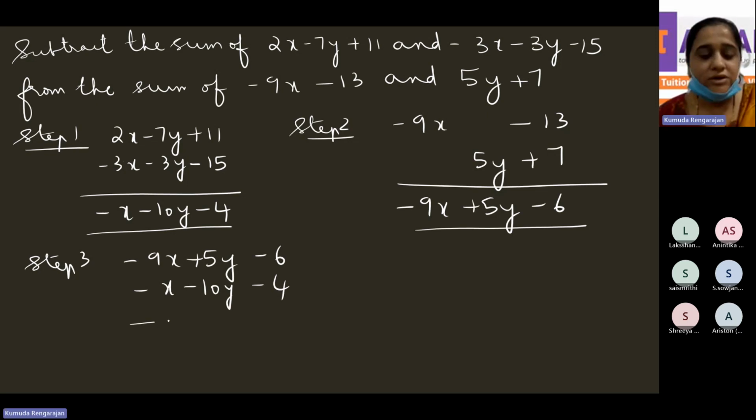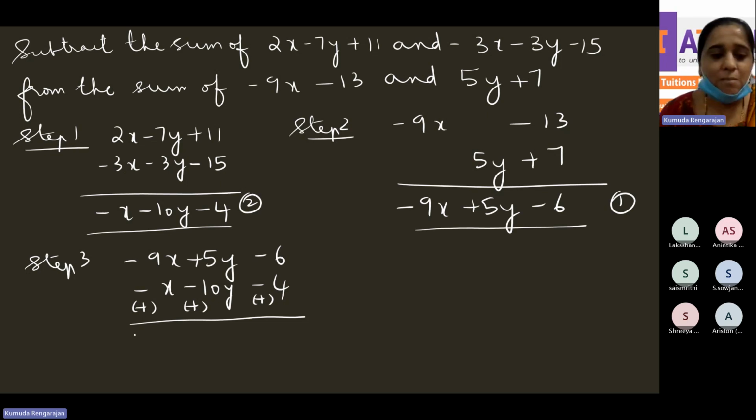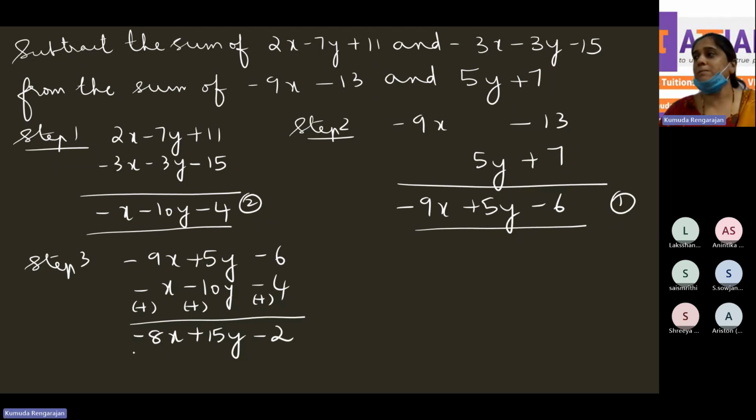All right. You need to subtract. So change the signs. You need to write this one first, children, because this is what comes after "from". This one first and then this one. And then when you have to subtract, change the signs throughout in the second expression. So minus becomes plus, minus becomes plus, minus becomes plus. Now minus 9x plus 1x minus 8x plus 5y plus 10y plus 15y minus 6 plus 4 minus 2. This is the final answer.